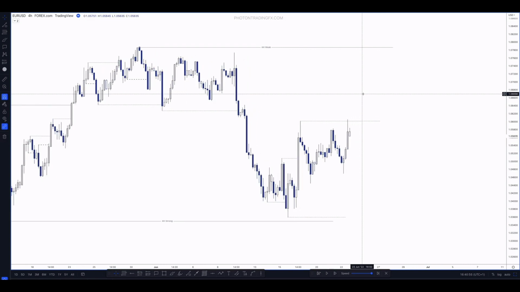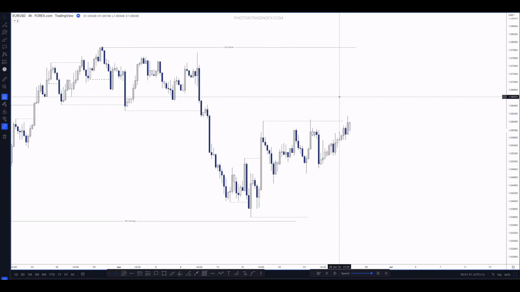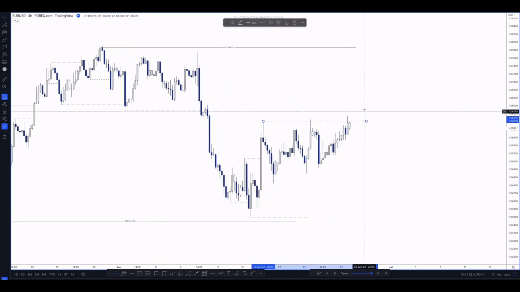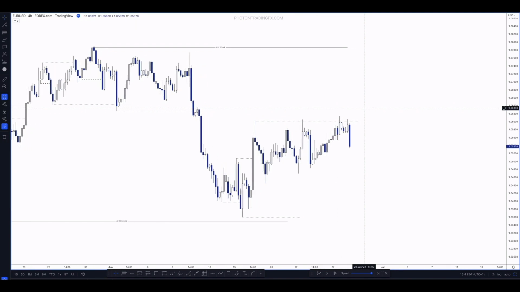Okay, I'm not going to draw on all the changes of character. We don't get a close above, so not confirmed just yet. It goes above. Nope. So it's not looking too good just yet. It fails to close again. Bearish change of character here. Okay.